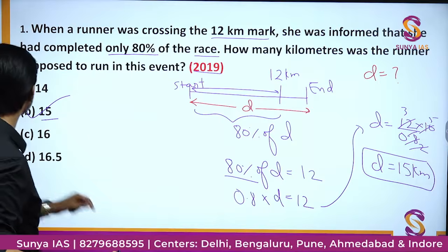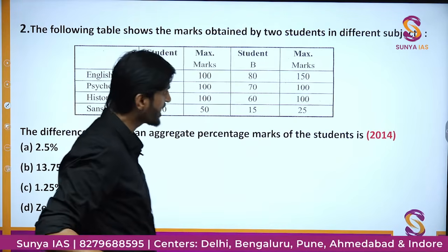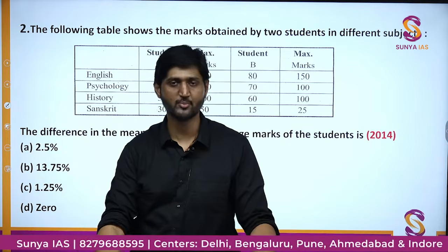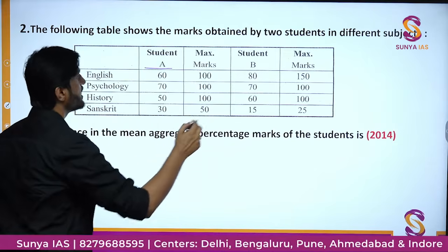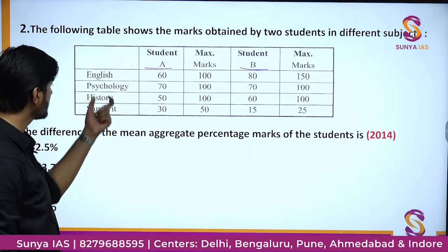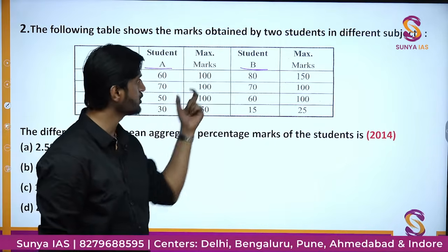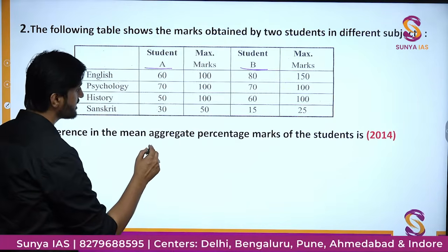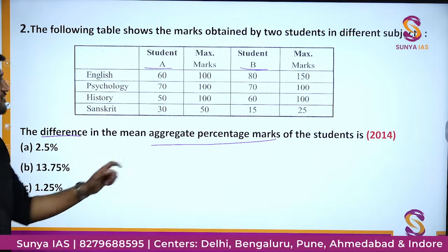Okay. Moving on the same lines, we have yet another question, which is actually a very simple question. And I think you might have done this question even before also. The basic idea here is that there are two students, student A and student B. And their marks are given in each of the subjects. And the total marks for that paper are also given for student A and student B also. What we have to find is the difference between the aggregate percentage marks of both the students.